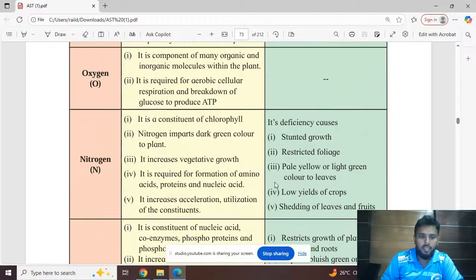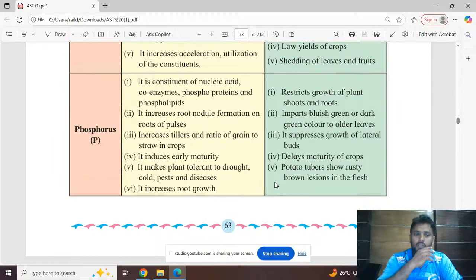Okay. Second one is phosphorus. Phosphorus is a constituent of nucleic acid, coenzymes, phosphoproteins, and phospholipids. All these things are present in the plants, and phosphorus is the constituent of all these materials. Then they are helpful in nodule formation, especially in the pulses. We all know that leguminous plants or the pulses belong to the leguminous family. So the leguminous family has a very special function of nitrogen fixation.